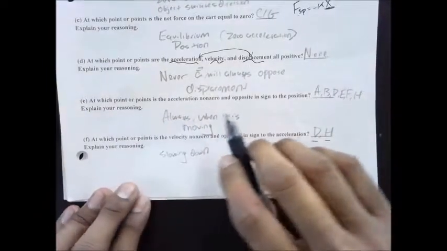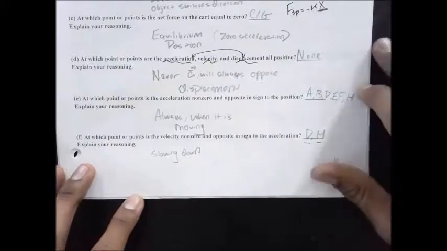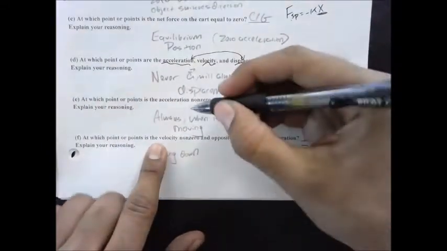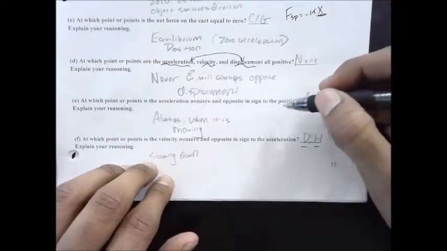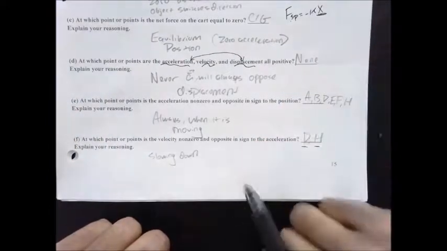Alright, at which point or points is the acceleration non-zero and opposite in sign to the position? A, B, D, E, F, and H. This is because at every point where it's accelerating, the acceleration will be non-zero, and it will always be opposite in sign to the position. This is the same as the previous question. Wherever there is acceleration, it's going to oppose displacement or position.